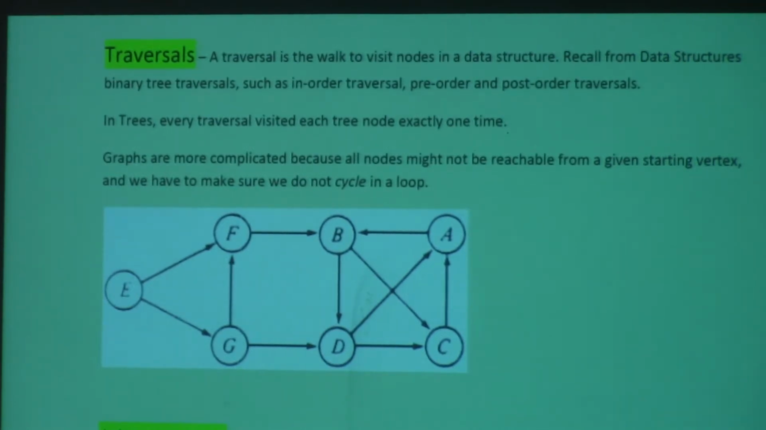So a traversal will give you two pieces of information. Number one, it will give you the set of nodes that can be reached from a given starting vertex. And number two, it will give you the sequence of that visitation.